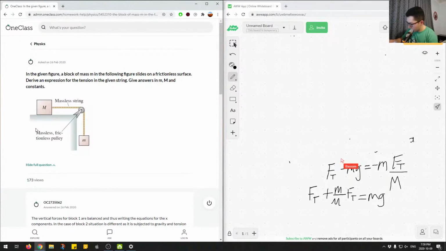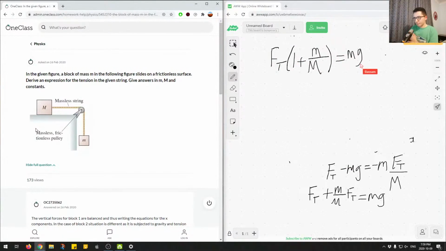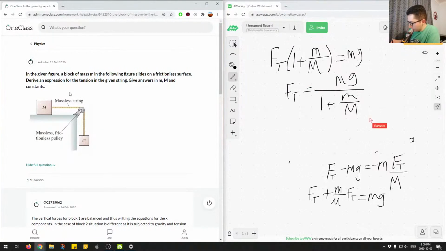So now we'll factor out Ft, that'll give us 1 plus lowercase m over capital M, which will equal mg. And now Ft will equal mass times gravity, where gravity is just 9.8 meters per second squared, over 1 plus m over M. So here we've essentially given our answer. The question says give answers in lowercase m, capital M, and constants. So g is just a constant, we know what the value is. And then we have m on top, and then we have 1 plus lowercase m over capital M. So we've provided a derivation for the force of tension with those variables.